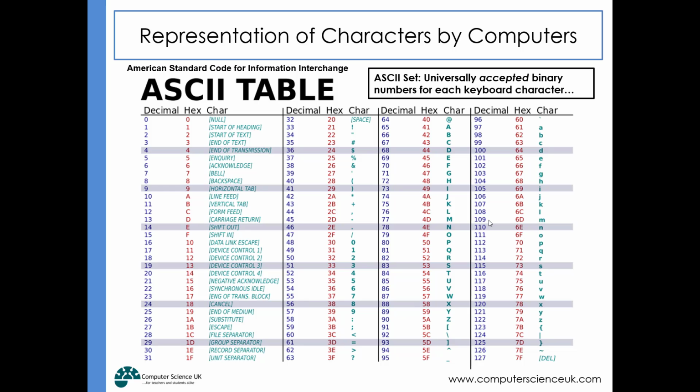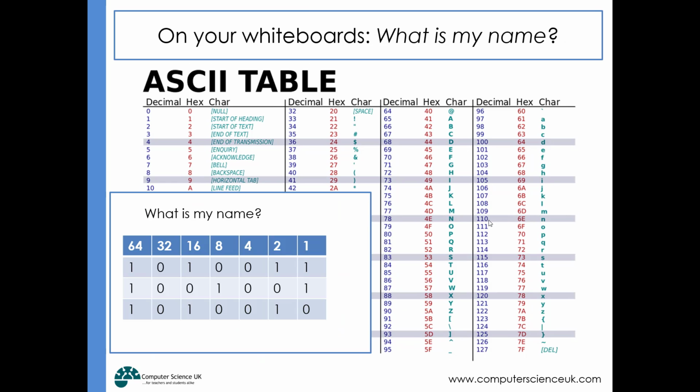So let's try a little bit of a challenge with these. What is my name? Now let's have a look. We've got here the binary value 10100011. In order to work out what letter is represented by this binary number, we need to convert it into decimal so that we know what we're working with. So let's have a look at doing that.